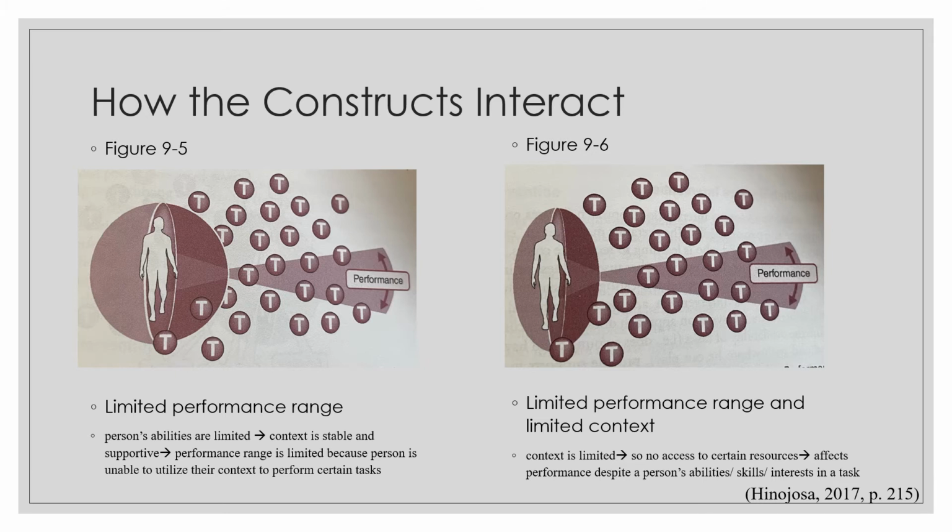An example that the book gave was that a person may have macular degeneration and they cannot read their mail despite the fact that the print on the mail is pretty large and they are sitting in a well-lit area. So now the other figure, 9.6, on page 215 of the Hinojosa text, is representing the idea that the person's context is the one that is being affected this time. It's the one that is diminished.